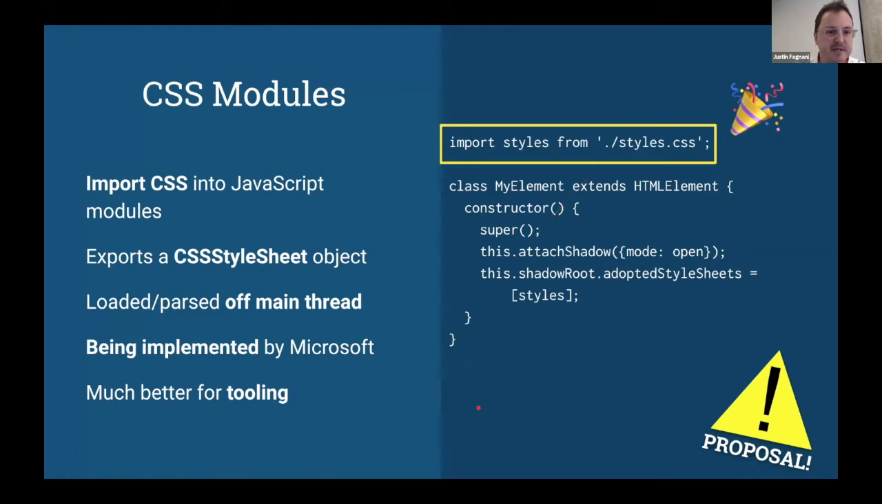So this lets you import CSS directly into JavaScript. The module exports a CSS style sheet object, which then you can use with adopted style sheets. One nice thing about this is, like JavaScript modules, the CSS can be loaded and parsed off the main thread, so you reduce main thread work and jank. And this is currently being implemented right now by Microsoft in Chromium. So we're very excited to see this become available. And this is also much better for tooling. So if you have a tooling pipeline that produces CSS from Sass or runs some kind of processors like PostCSS, those can just generate CSS files and then pull them into your JavaScript.